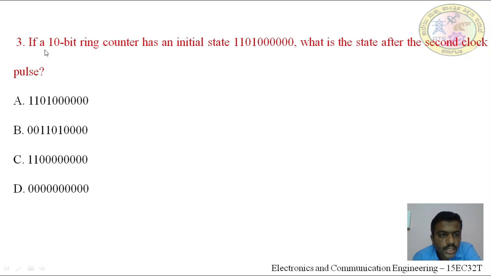Third question, if a 10-bit ring counter has an initial state 1101000000, what is the state after the second clock pulse? Options are A 1101000000, B 0011010000, C 1100000000, D 0000000000.